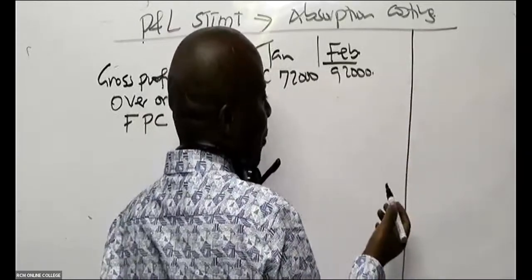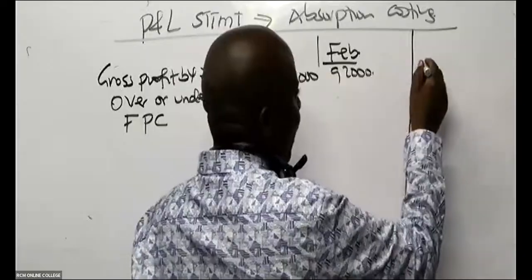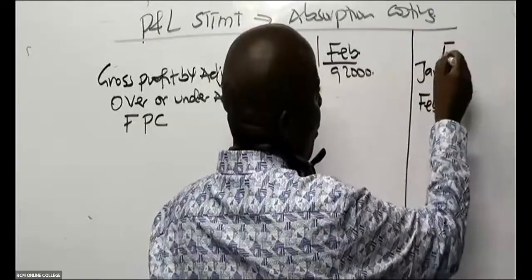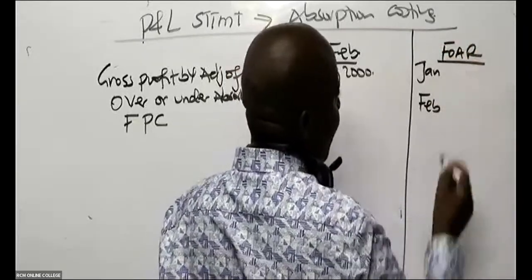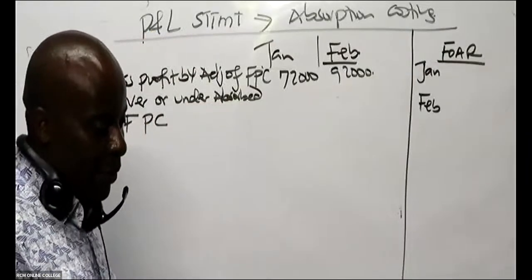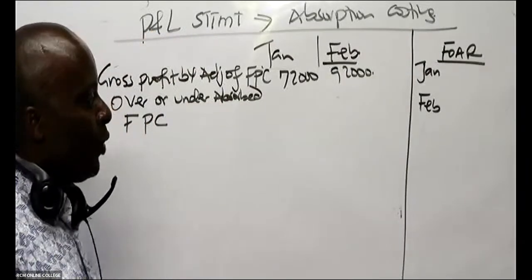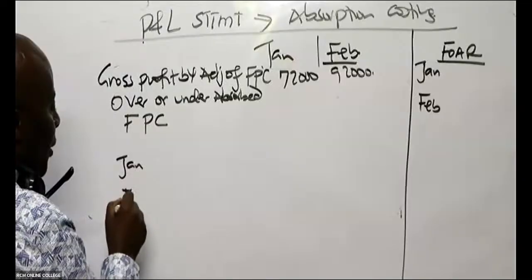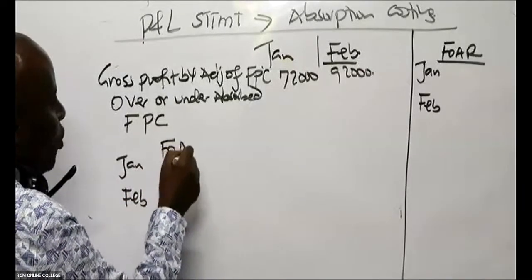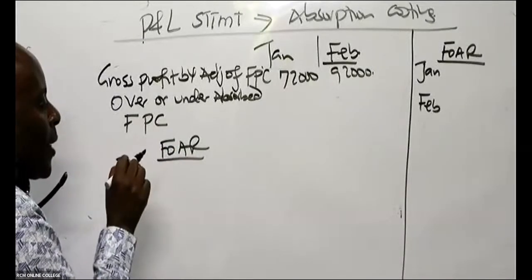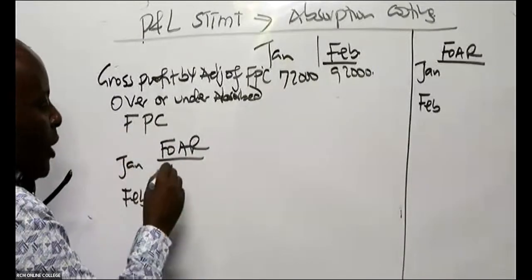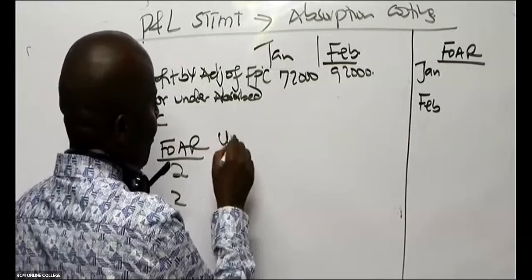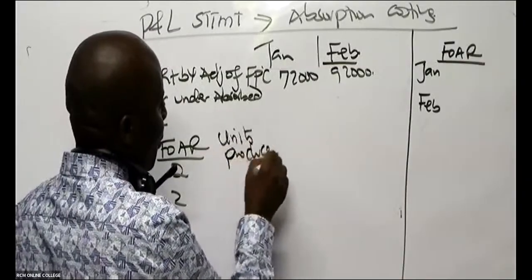So remember, we have our 2 months, January, February. We have our fixed overhead absorption rate. You guys had given me a fixed overhead absorption rate, the one you got by taking 20,000 over 10,000. You got 2. Do you remember that? Give me the units produced in the period.